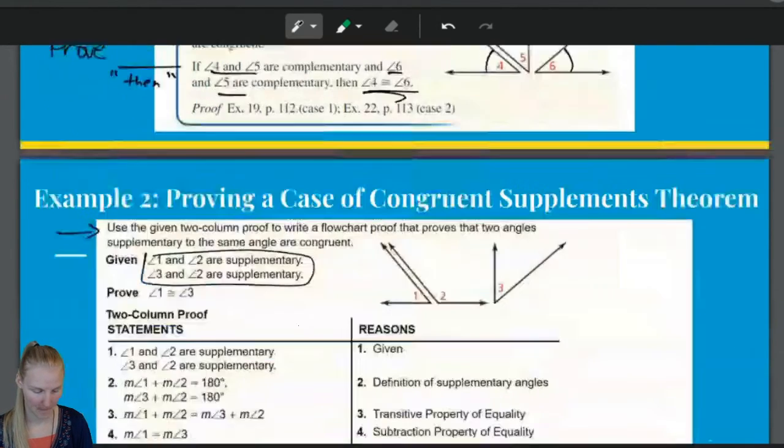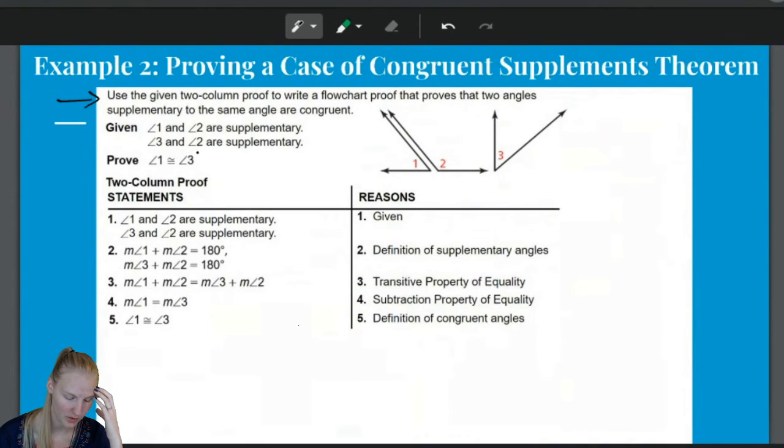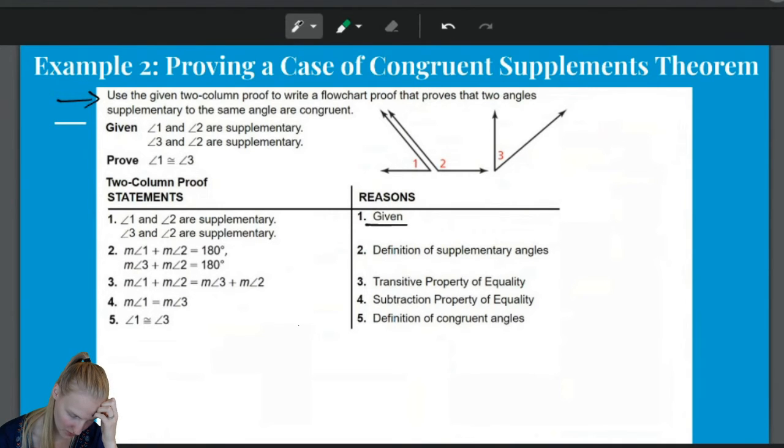Okay. So that's exactly what we have. Given angle 1 and angle 2 are supplementary, angle 3 and angle 2 are supplementary, we want to prove that angle 1 is congruent to angle 3. So let's go through their proof and make sure that we understand the proof that they have done. So angle 1 and angle 2 are supplementary. Yeah, that's our given. Okay, so I understand that.